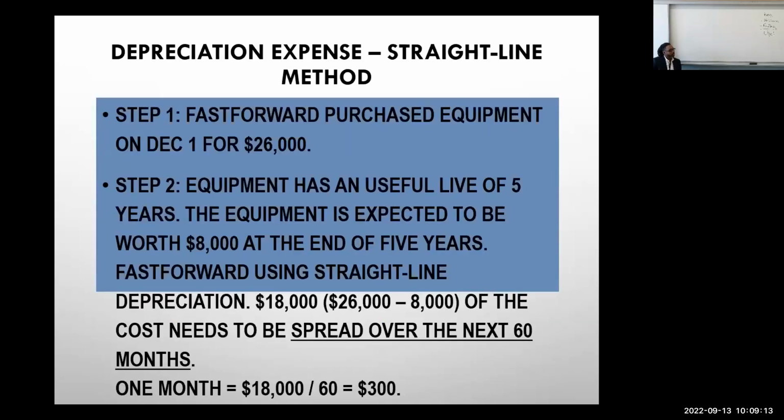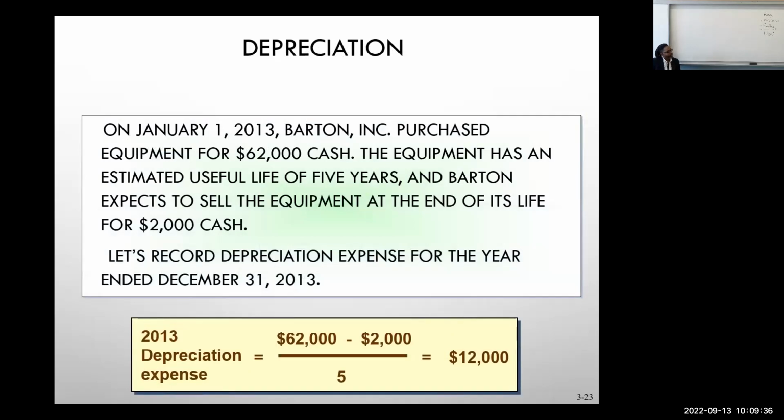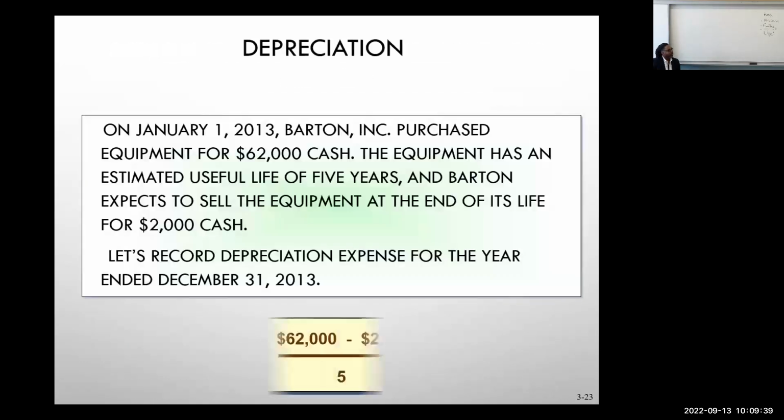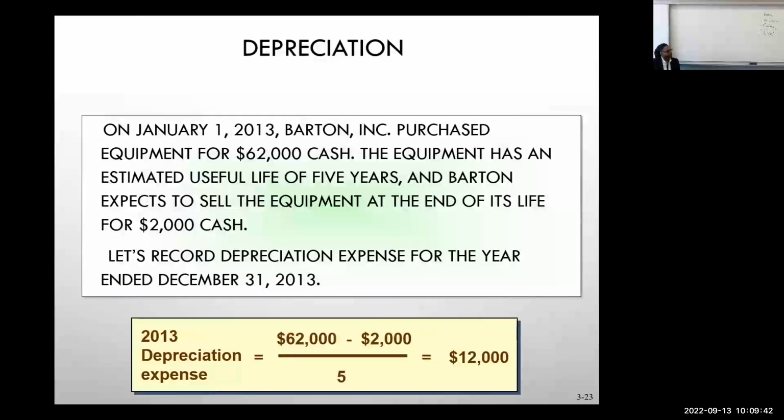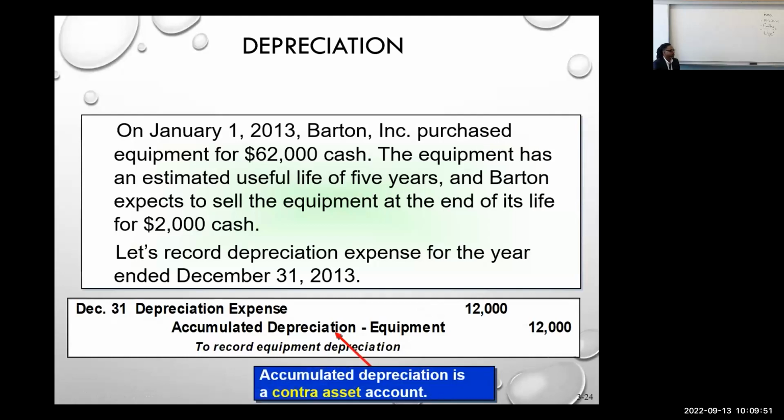So here's an example. Fast Forward buys some equipment for $26,000. The equipment has a salvage value of $8,000, right? And it has a 60-month useful life. So we're thinking $300 a month is going to be the depreciation. This is how they calculate that. Here, they've given it to you. So $12,000 is the depreciation. It's a different question. And then what we'll do is debit depreciation expense, credit accumulated depreciation for $12,000.